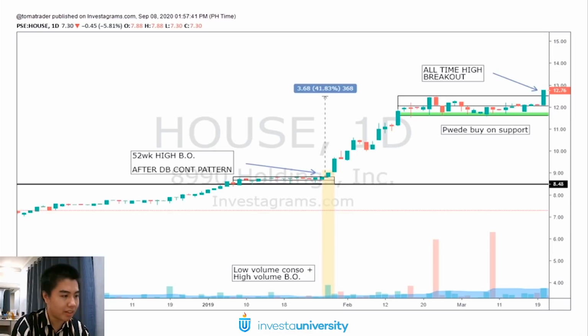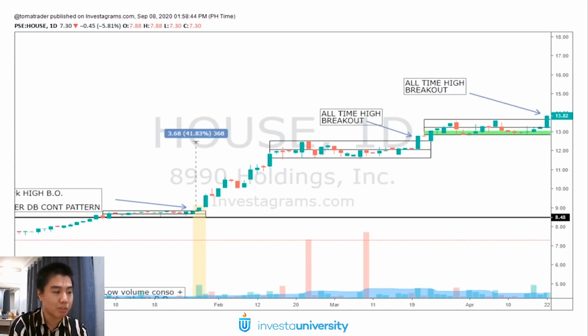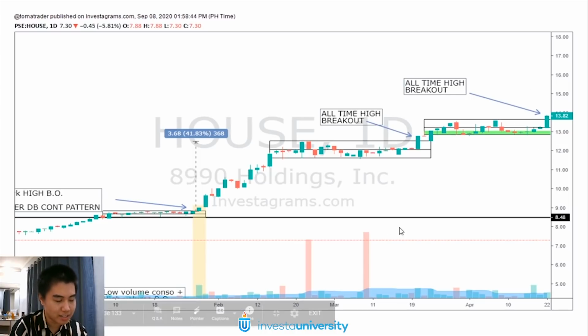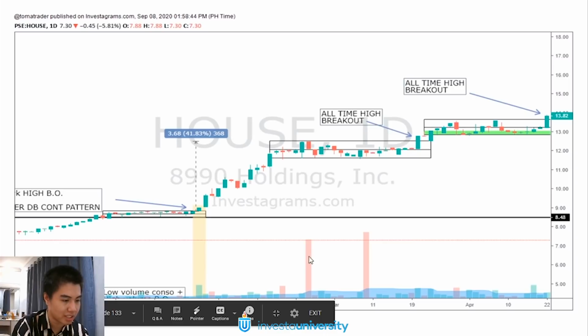And if you missed out on that, guess what? Right after the breakout, it formed another consolidation pattern, another Darvas box. Again, we can buy on support or we can buy on the all-time high breakout. Sayang guys, di masyado makita yung volume activity, no? Kasi yung nga, nakamalaking trades dito, malaking volume cross trades. So, di na masyado makita. But anyway, let's focus on the price action.